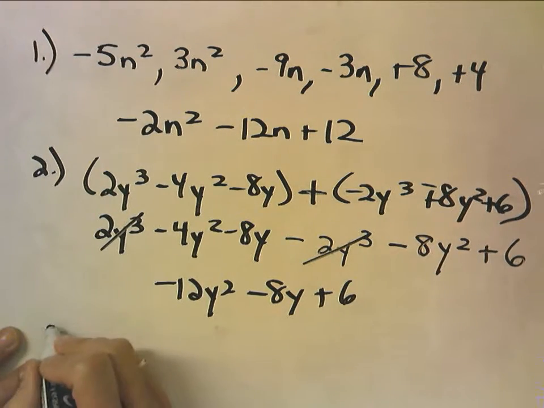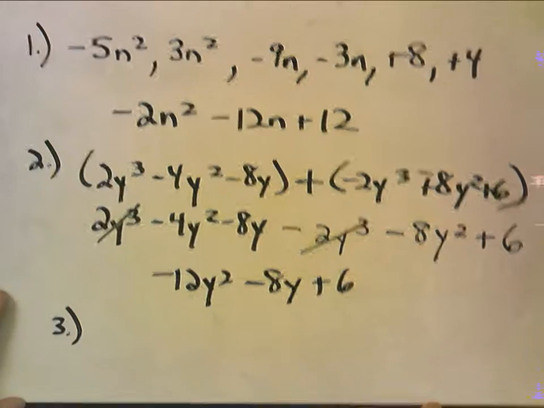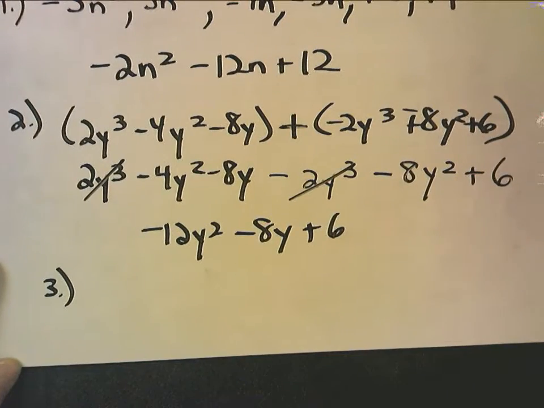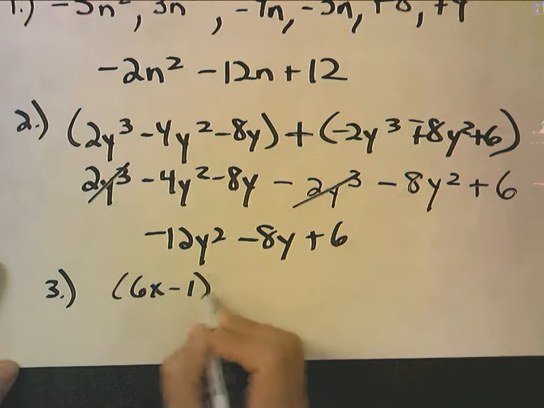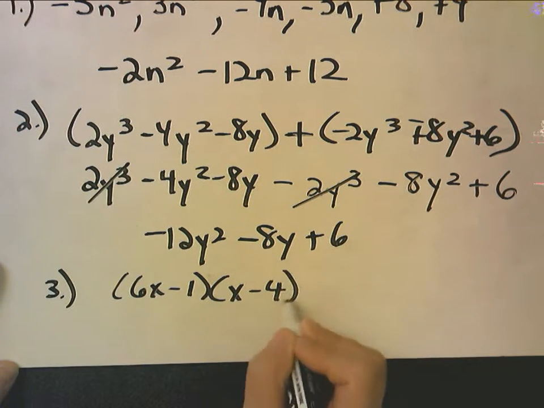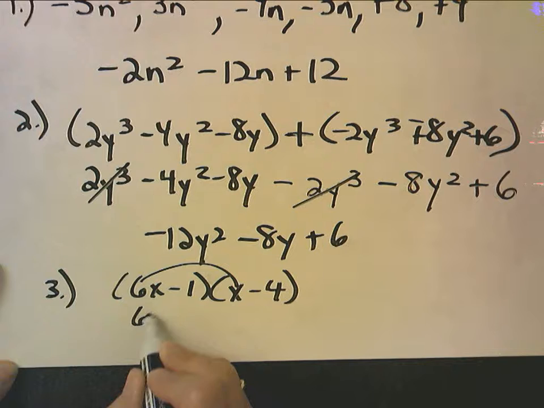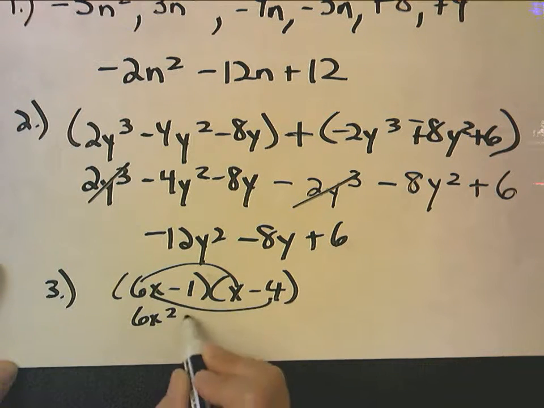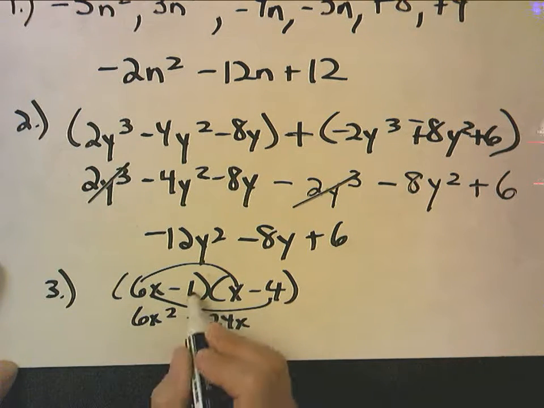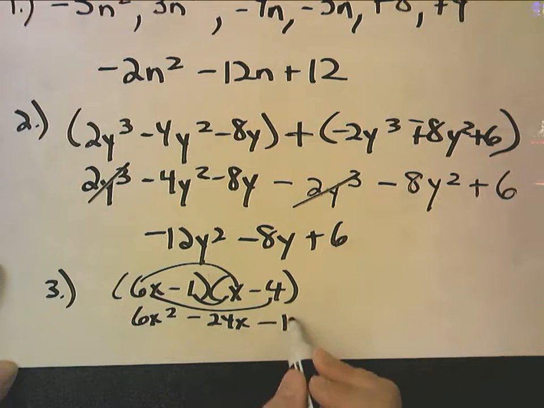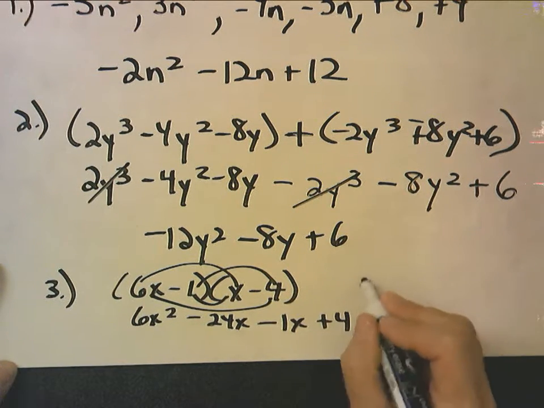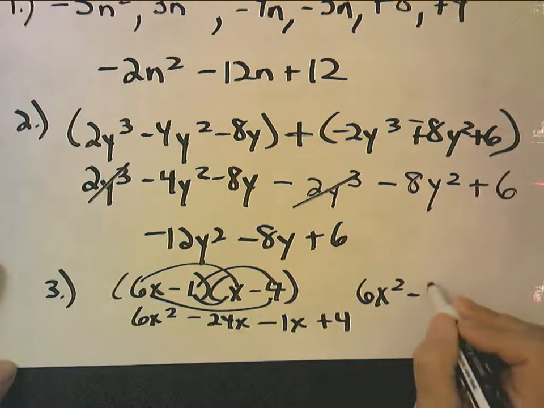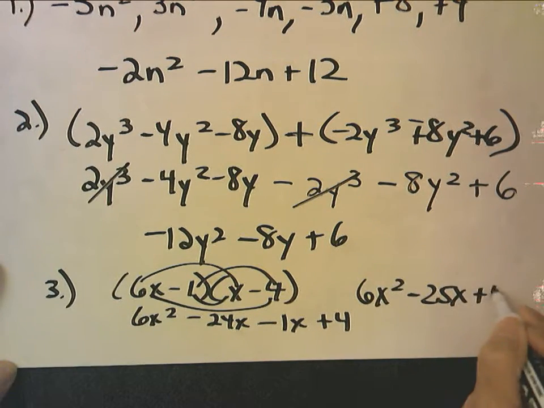Okay, now for number 3, we are going to FOIL. So 6x minus 1 times x minus 4. First, 6x squared, outside minus 24x, inside minus 1x, last plus 4. So this becomes 6x squared minus 25x plus 4.